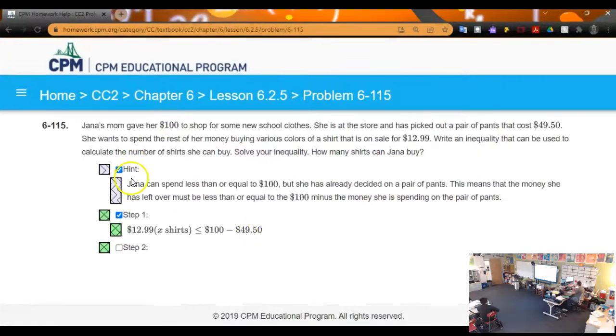So if I go to Homework Help, guys, the first thing I'm going to do is advise you to go use Homework Help. If Jana can spend less than or equal to, because you can't spend more than the money you have. But she already has decided on a pair of pants. How much did the pair of pants cost?